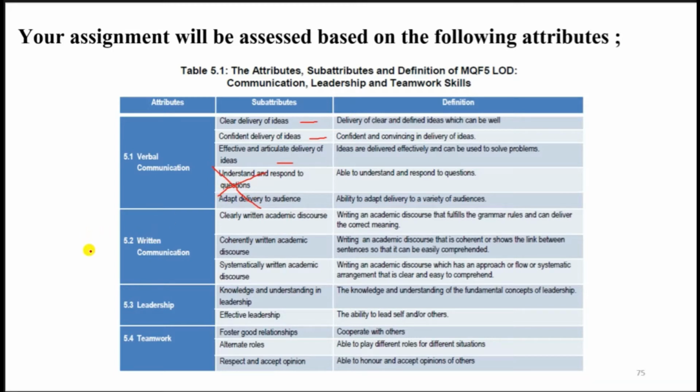Now, written communication. Any written part in your presentation will be evaluated based on this. Is it clearly written? Is it coherent, meaning that the flow of your presentation is logical, makes sense to the audience, and is systematic? And then you are also evaluated upon leadership attributes.